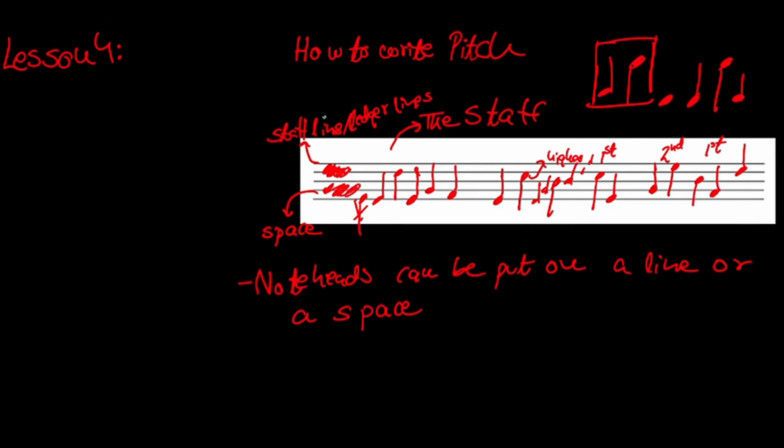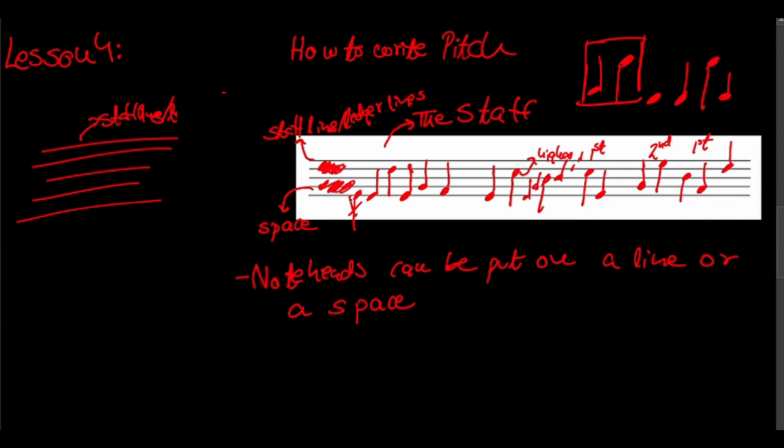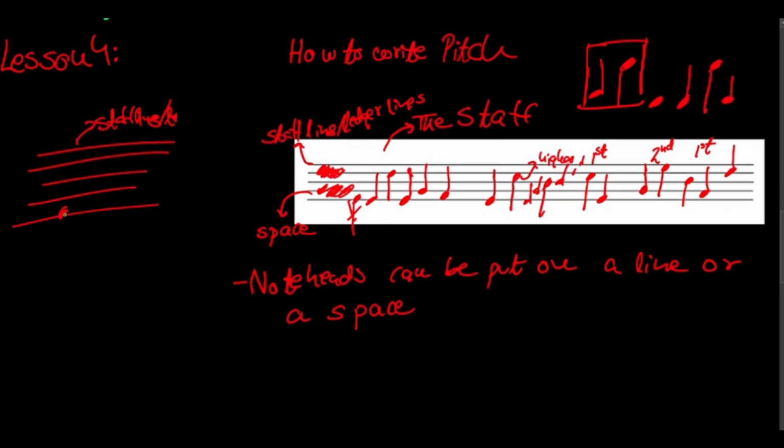But yes, just to recap, we write music on 5 lines. I can draw some here. 1, 2, 3, 4, 5. That's called the staff. Each one of these lines is called a staff line. We can put a note, or more accurately a note head, on either a line or a space, and both are valid. And where we put this note on the staff tells us how high a note is.